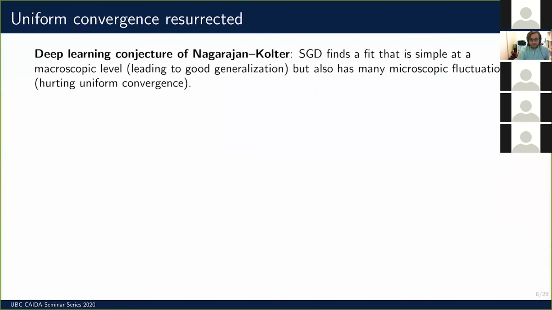In the same paper where they show those examples, Nagarajan and Kolter make the following conjecture. They conjecture that SGD finds a fit that's simple at a macroscopic level, and so it leads to good generalization, but it also has many microscopic fluctuations which hurt uniform convergence. The way we can think of that in the previous picture is that it was close to a central concentric sphere in most of the angular directions.